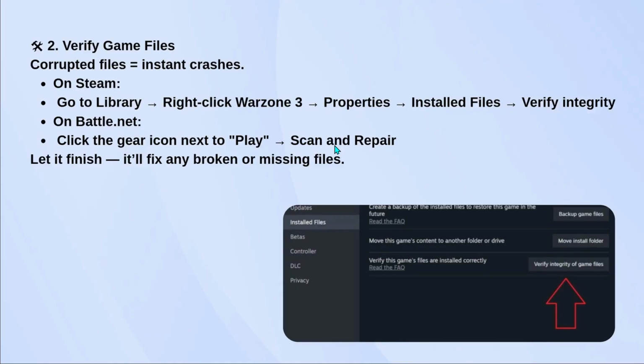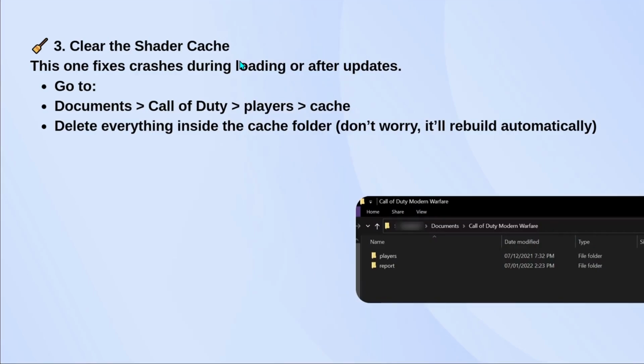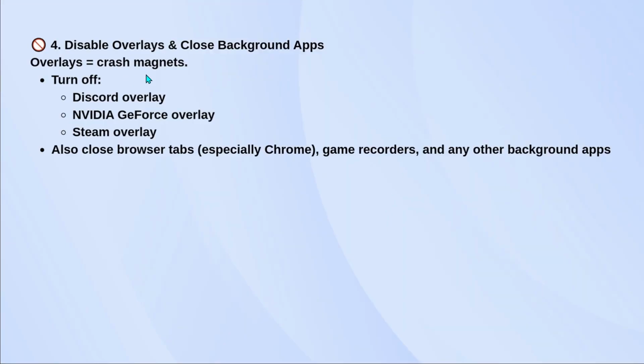Clearing the shader cache is another useful step. Navigate to your Documents folder, open Call of Duty > players > cache, and delete everything inside. Don't worry, the game will rebuild it automatically next time you launch, and this can solve crashes during loading screens or after game updates. Overlays can also cause instability.